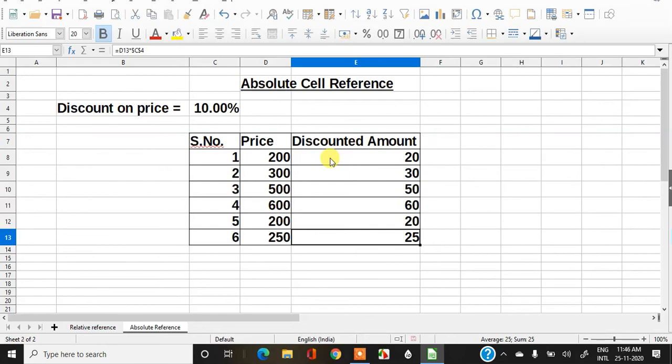So I hope you all have understood the concept of cell referencing. Thank you. Have a nice day.